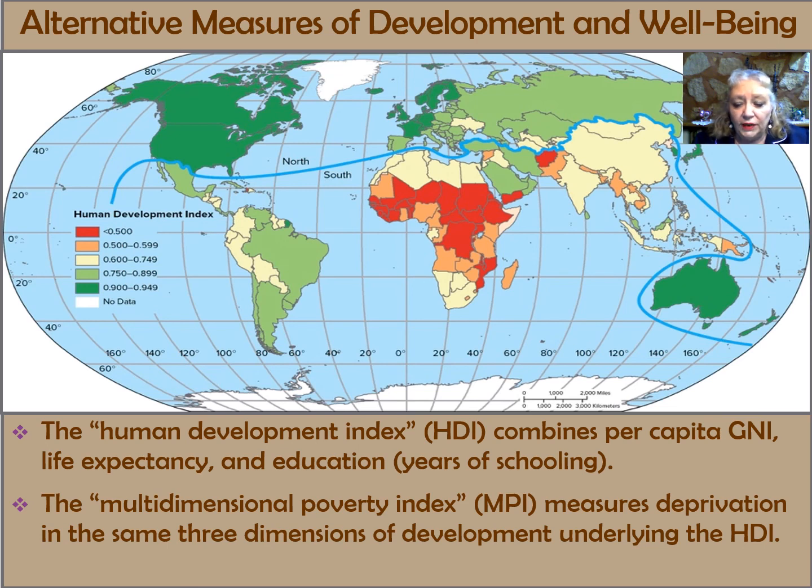This new one, the multidimensional poverty index, measures the amount of deprivation in the same 3 categories. Life expectancy, education, and health, okay? And that is part of the new part of the HDI.